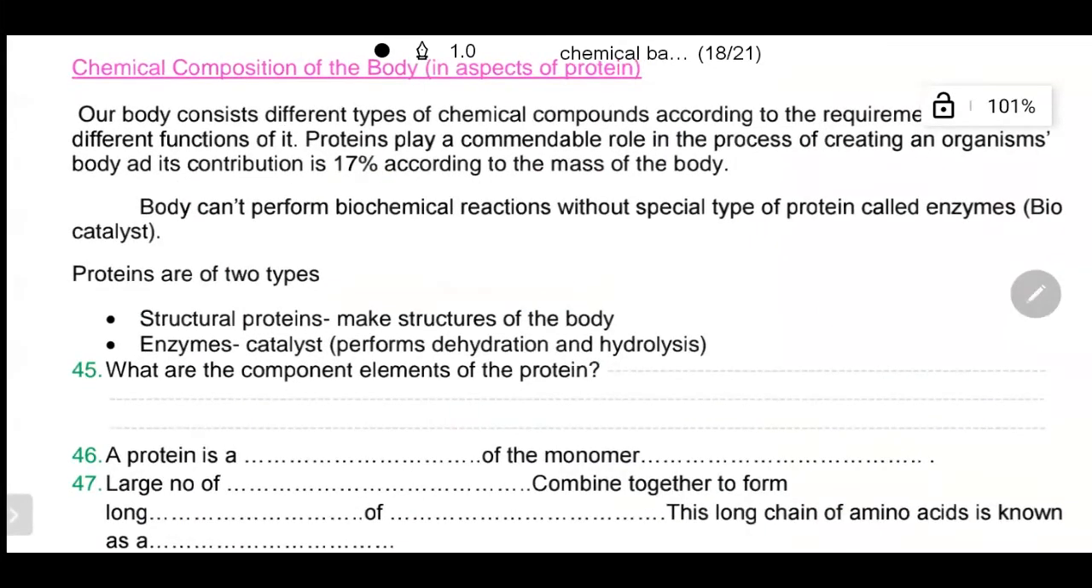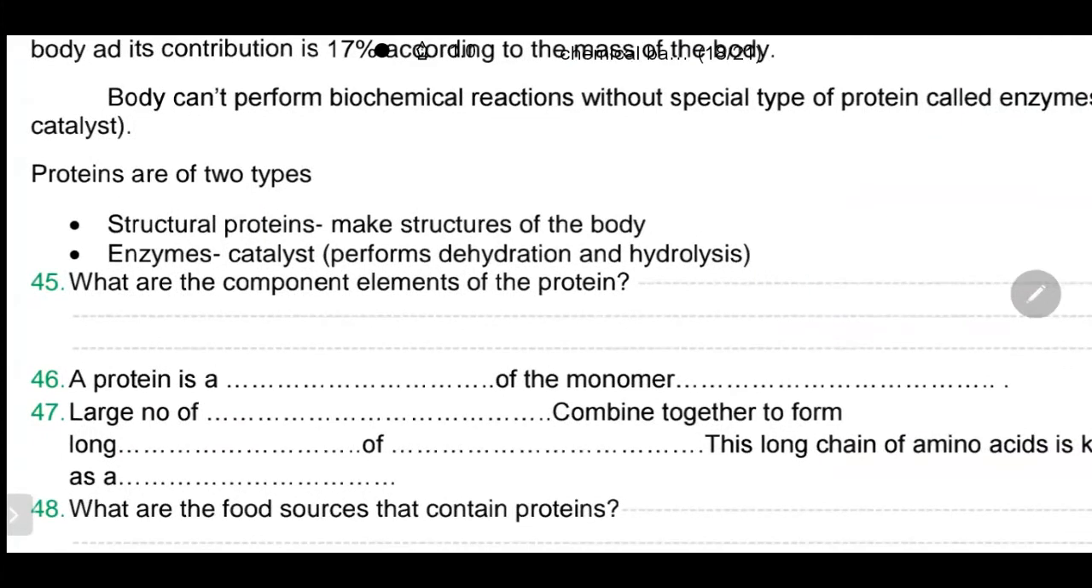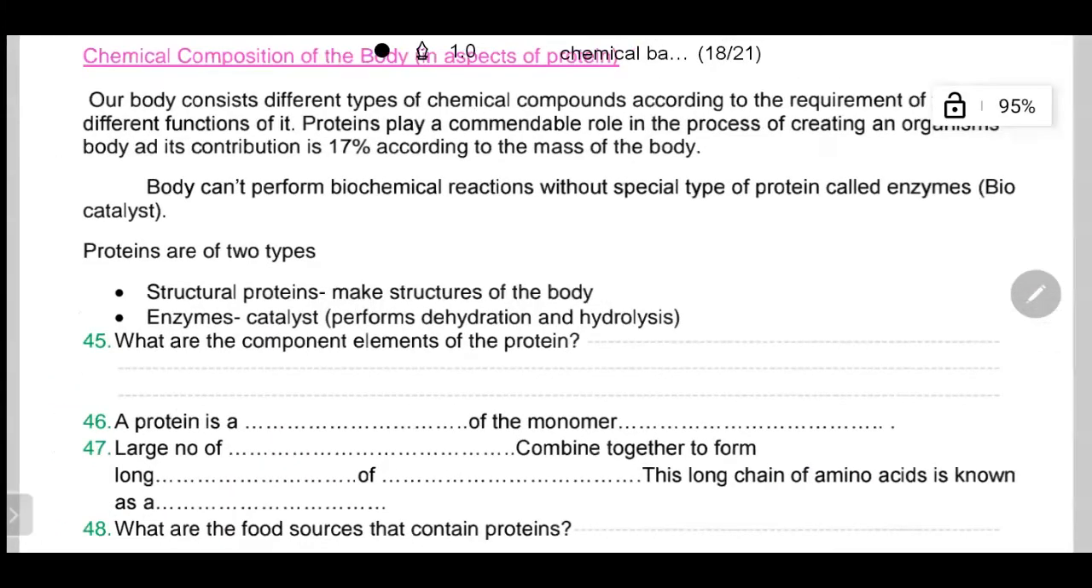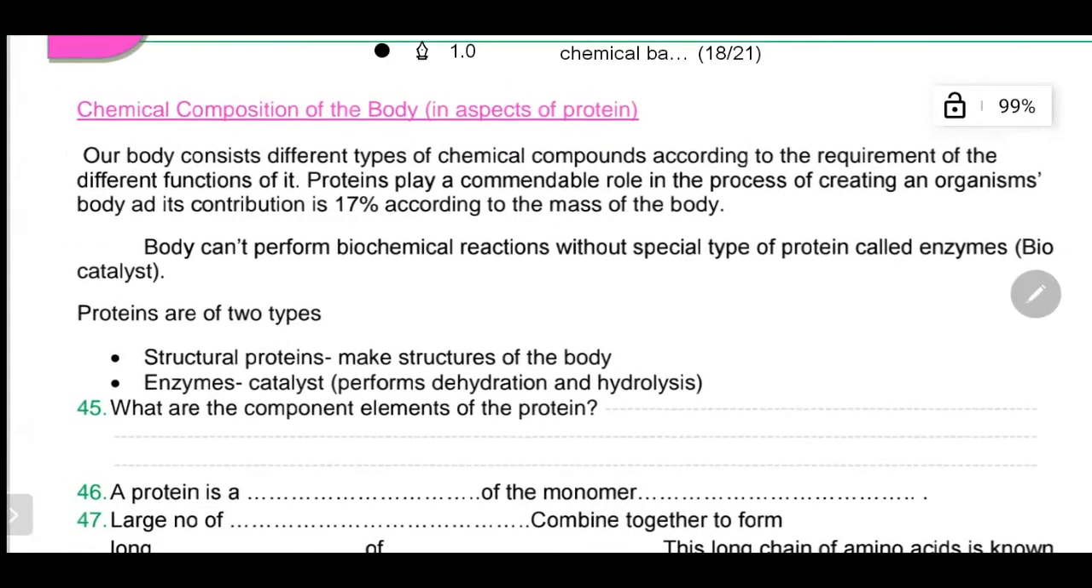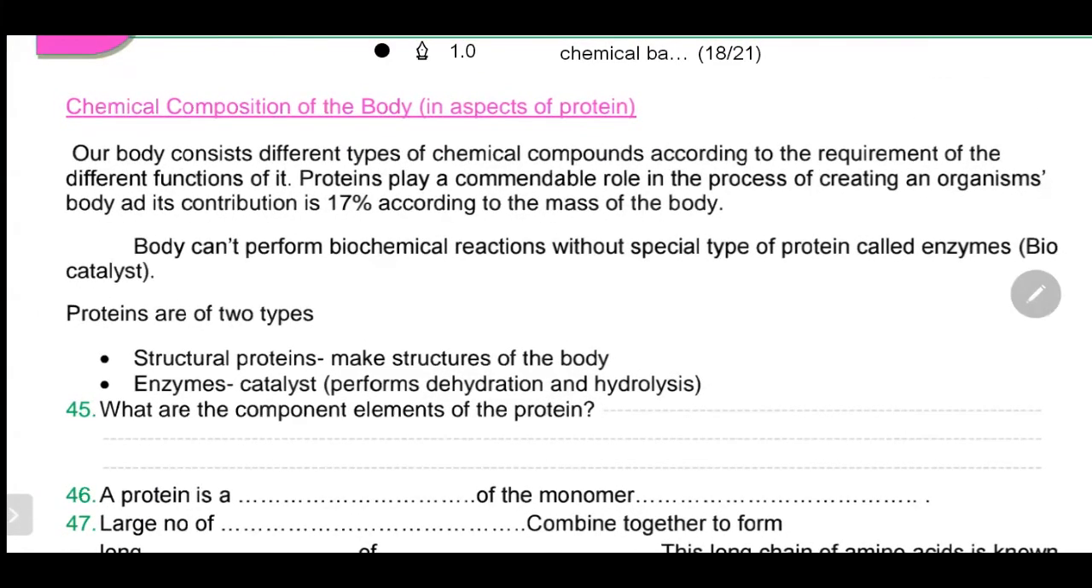Okay, now I'm going to do these proteins. There's a little description, so I have created this for better understanding. Some of them are not in your textbook, and sometimes you cannot learn them in your school. Our body consists of different types of chemical compounds according to the requirement of the different functions of it. Proteins play a commendable role in the process of creating organisms' bodies.